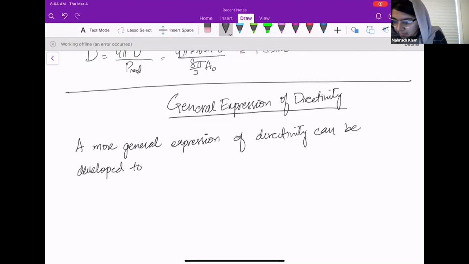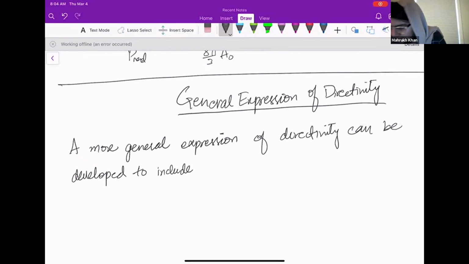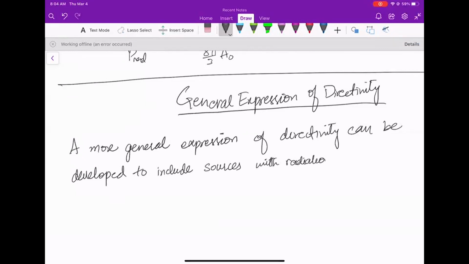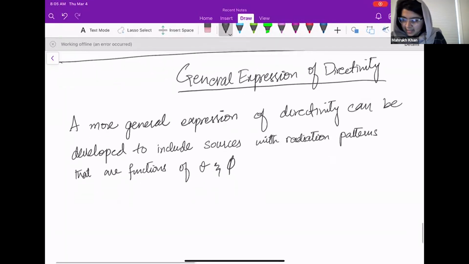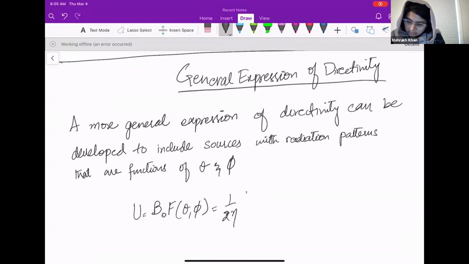It can be developed to include sources with radiation patterns that are functions of theta and phi. So we can also write this as the radiation intensity of those sources as a function of theta and phi. That would become E over 2 eta squared, where E can be in the direction of theta and phi.